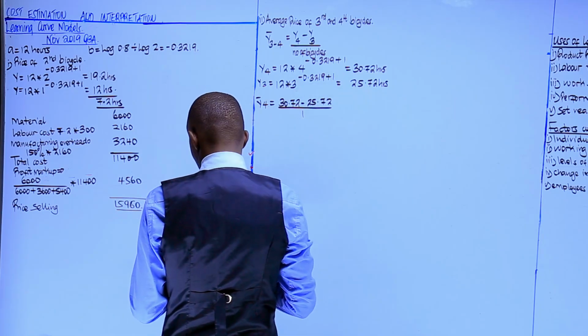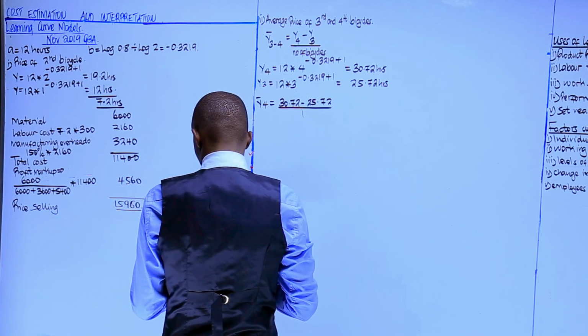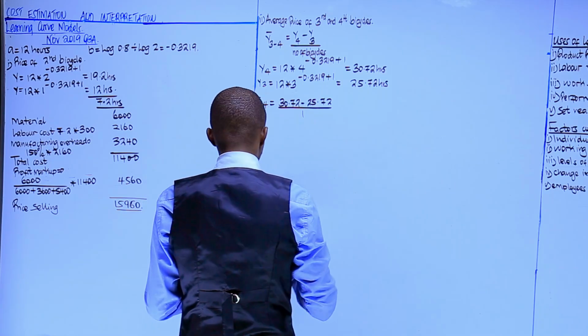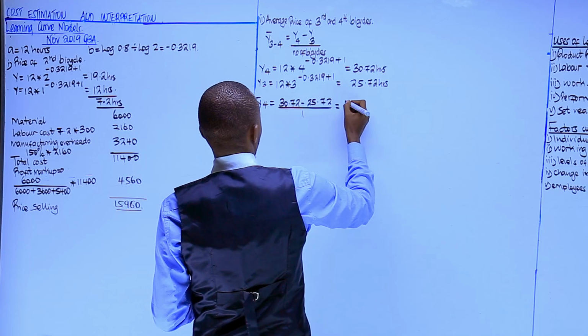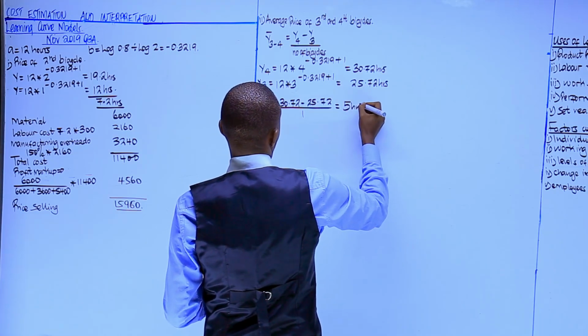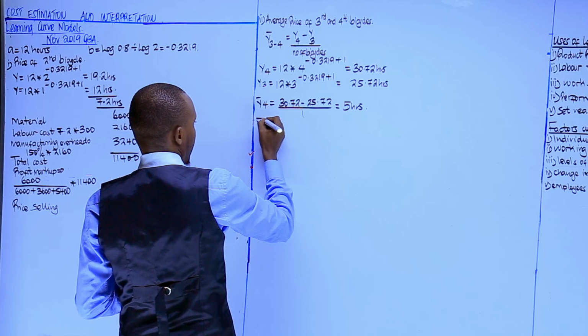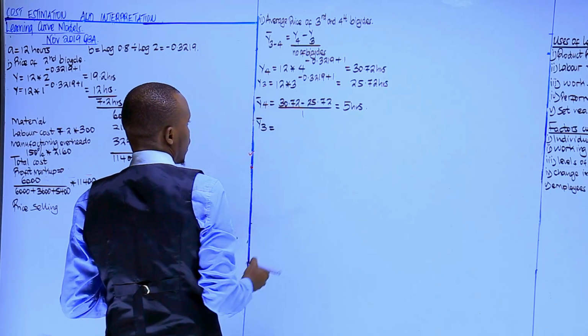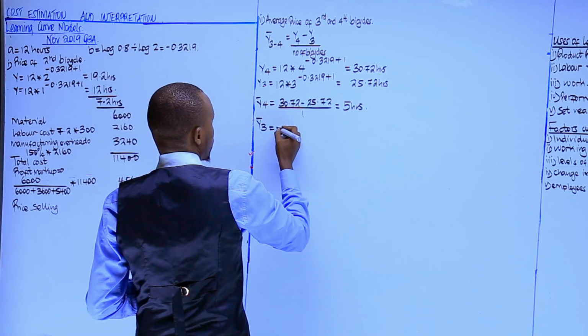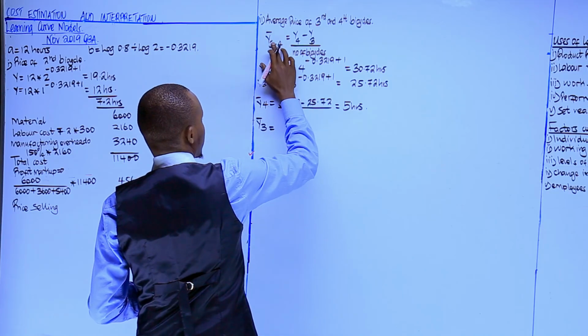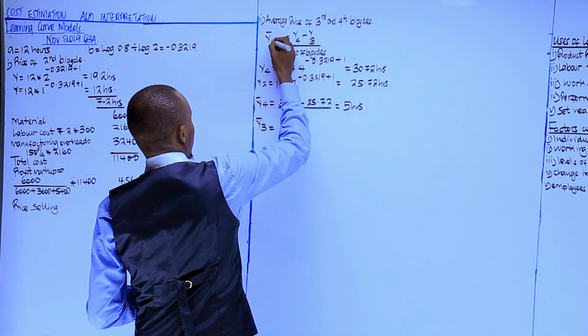minus 1, or divide by 1 rather, which basically means the fourth is taking about how many hours? 5 hours. Let's get the average price for the third bicycle, which will be, this is the fourth, the average price for the fourth.